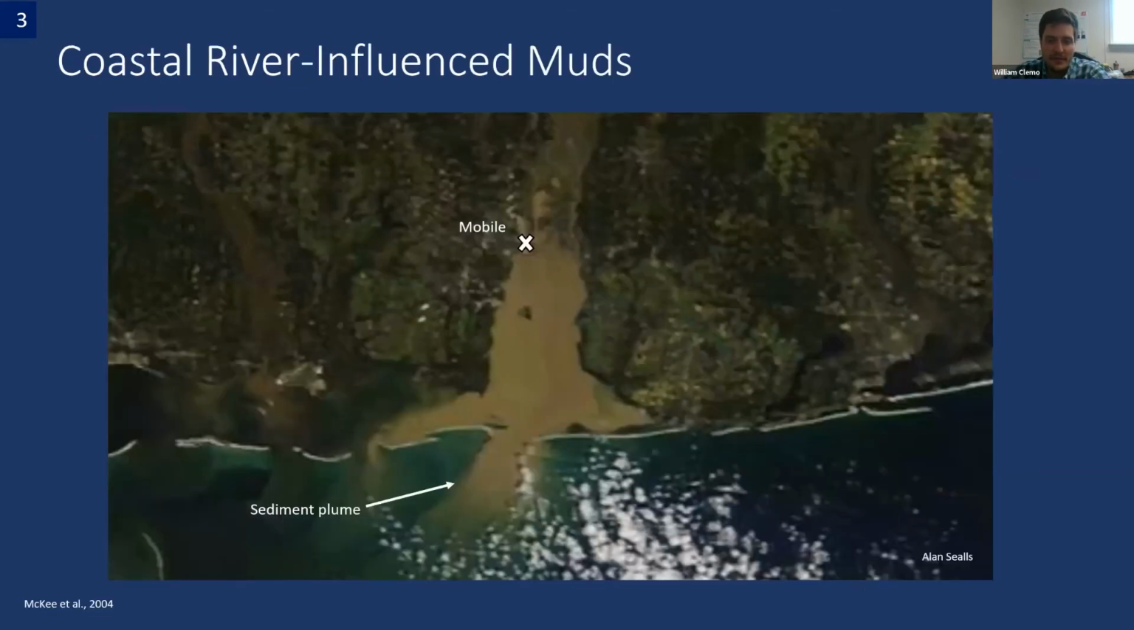So shallow river-influenced coastal muds, such as here on the Alabama coast, receive and retain the majority of terrestrially derived sediment compared to other parts of the ocean, which makes these sediments especially important for global nutrient cycling and organic matter processing, despite their small areal cover.